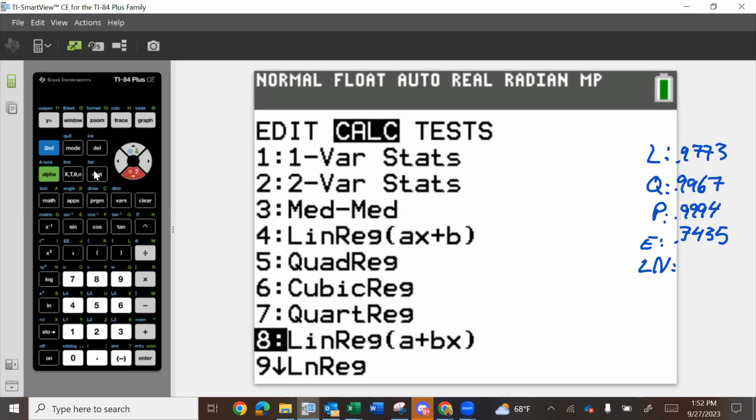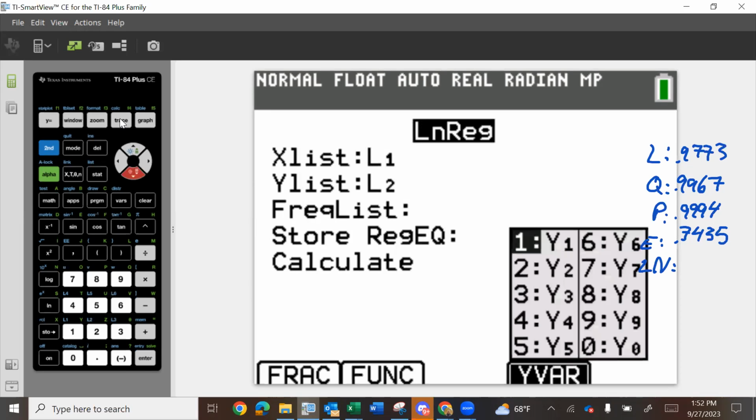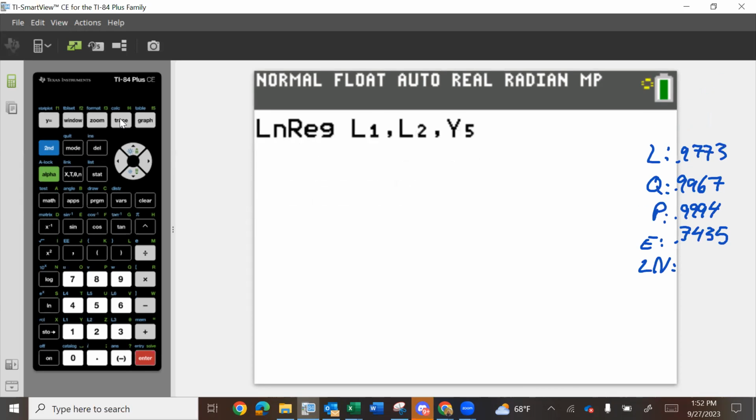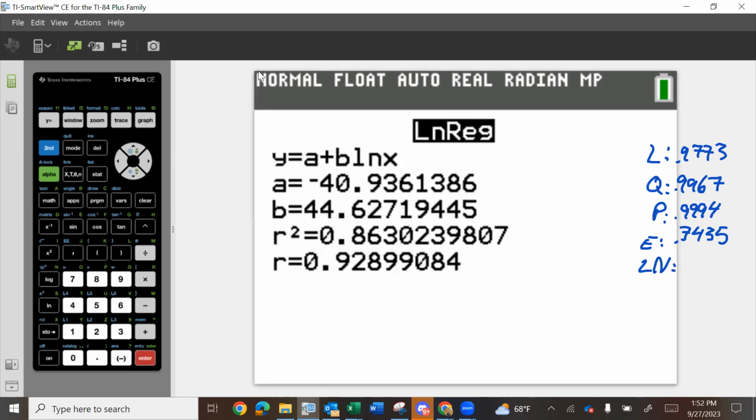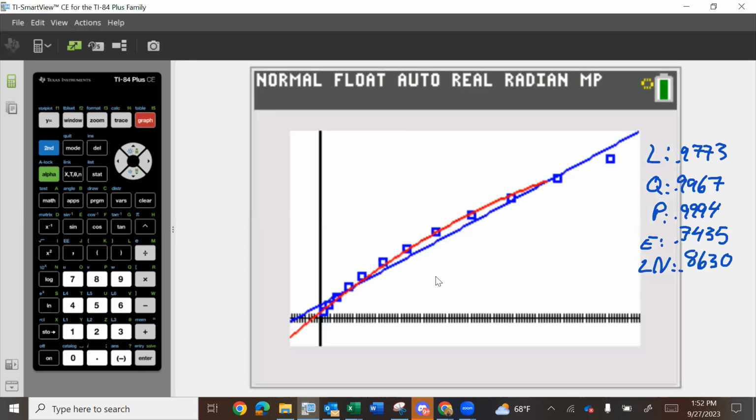Now let's do logarithmic, and I'll stick that in Y5. And that R squared value is certainly better than the exponential, but it's certainly worse than the first three. Heck, even linear is better. Now out of morbid curiosity, let's see how things look. Remember, it's going to graph them in the order in which they appear on the list. So there's linear, quadratic, power, exponential, and logarithmic.